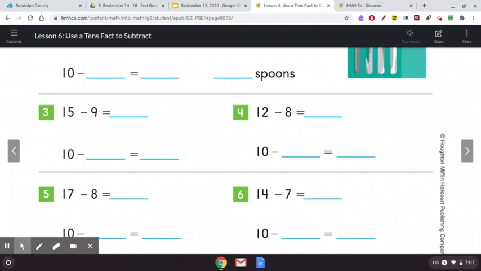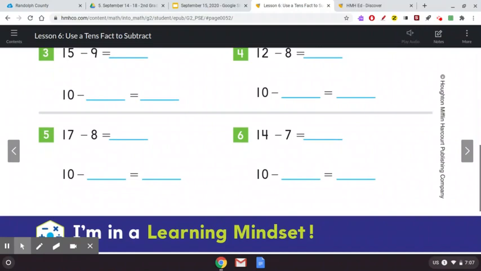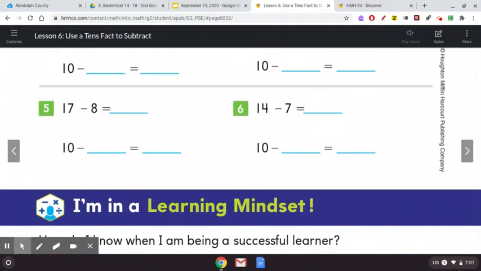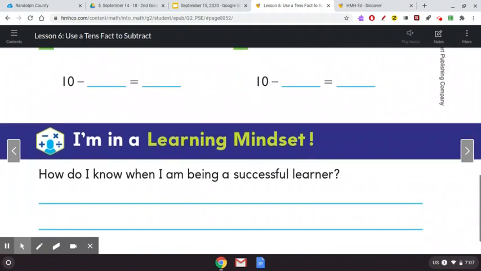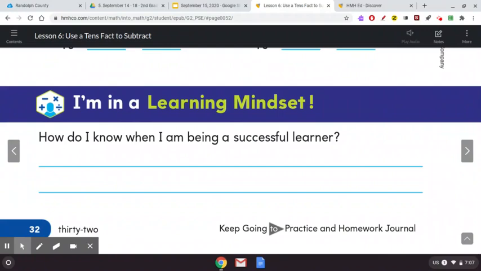10 minus something equals something. Okay. Number 5, 17 minus 8 equals blank. 10 minus blank equals blank. Number 6, 14 minus 7 equals blank. 10 minus blank equals blank. All right, last section. How do I know when I am being a successful learner? Just write one sentence explaining how you can be a successful learner.